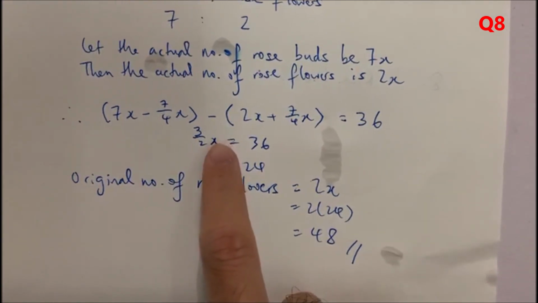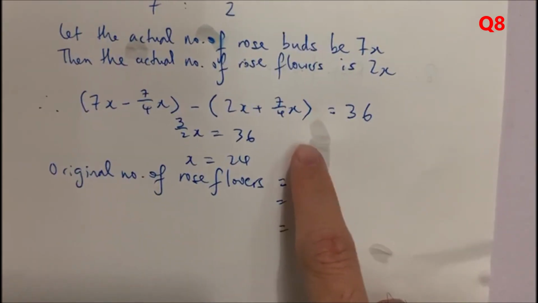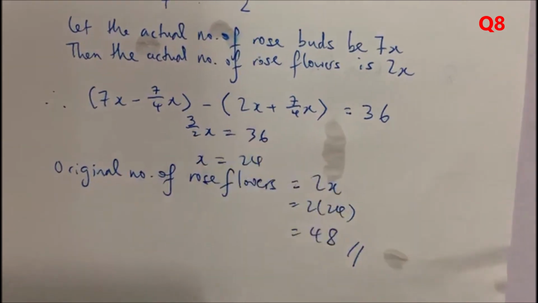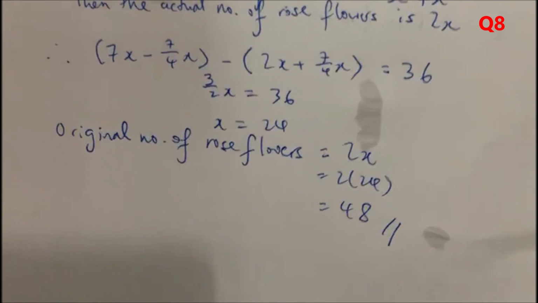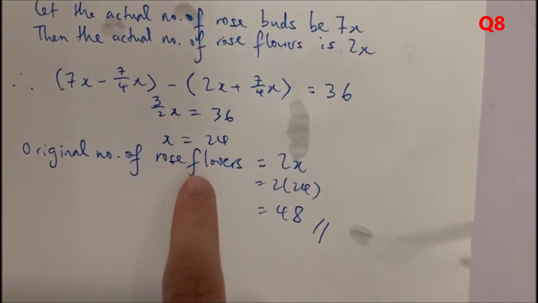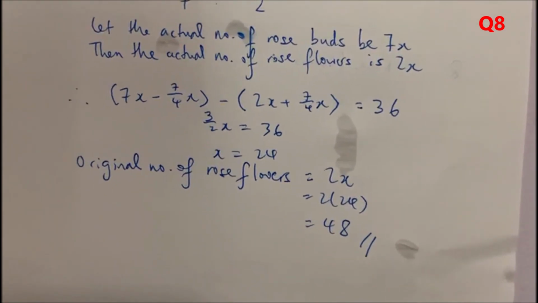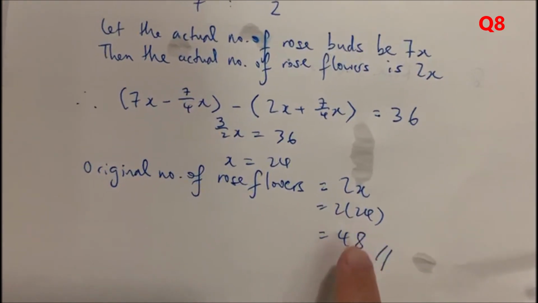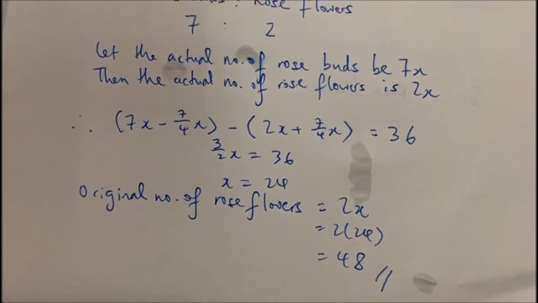And we subtract this, and then the number of rose flowers will increase by 1/4 of 7x. So then the difference is 36. So a little bit of simple subtraction and we'll get x to be 24. So therefore the original number of rose flowers will be 2x, which is 2 times 24, and that's 48. And then it's done.